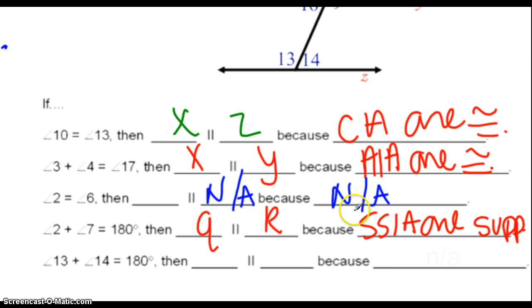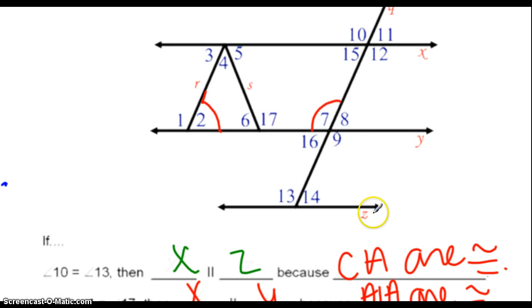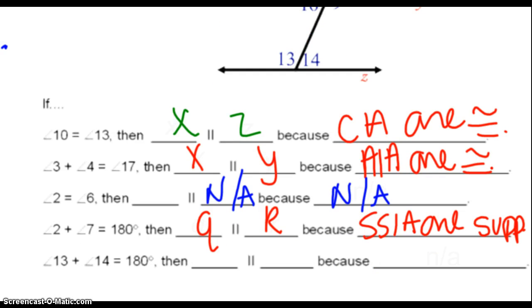Okay, and then if you look at the last one, I tell you that 13 and 14 equal 180. Well, when I come up here, 13 and 14 end up being a linear pair. Well, linear pair does not justify that lines are parallel. So I'm going to say NA, because linear pairs do not justify lines being parallel. So these are your givens. This is why we can prove it.